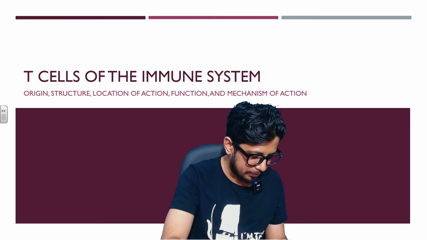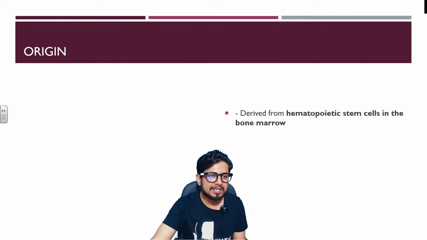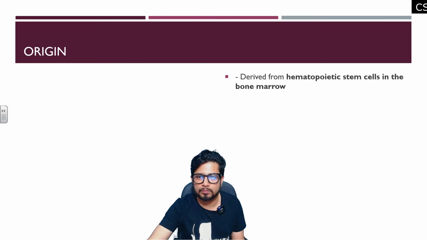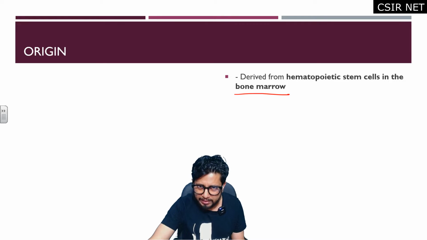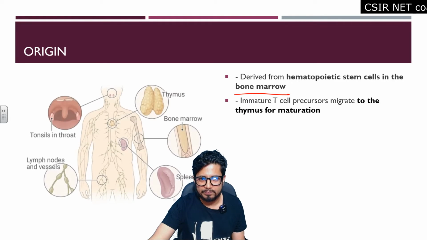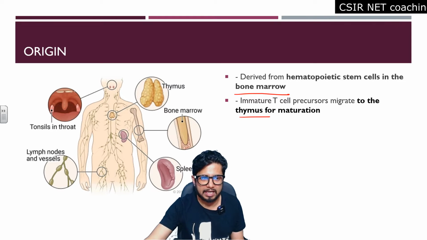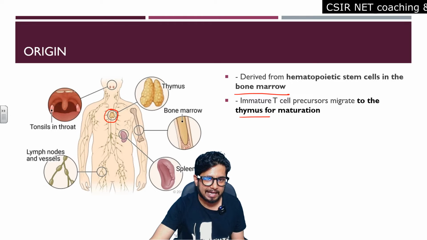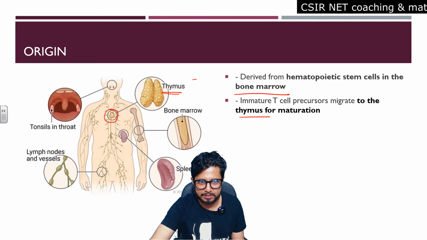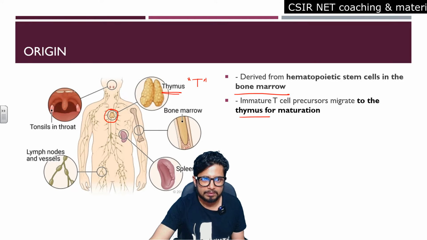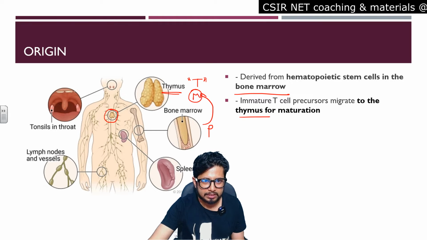So let's start with the origin of T cell. T cells or T lymphocytes are derived from hematopoietic stem cells in the bone marrow. So their origin is the bone marrow. But sometimes there are T cells which are immature, and we need to mature them in the thymus. See, this is the thymus gland of our body, and the thymus is the place where T cell maturation takes place. That's why the name T came, for thymus. Remember, they are produced in the bone marrow, and maturation is done in the thymus.